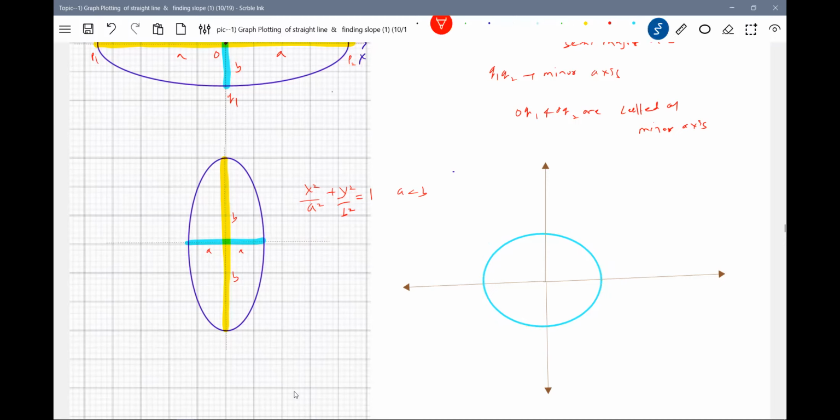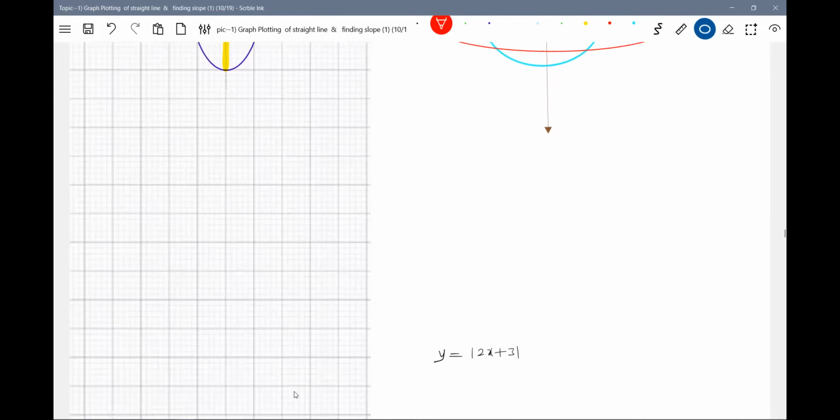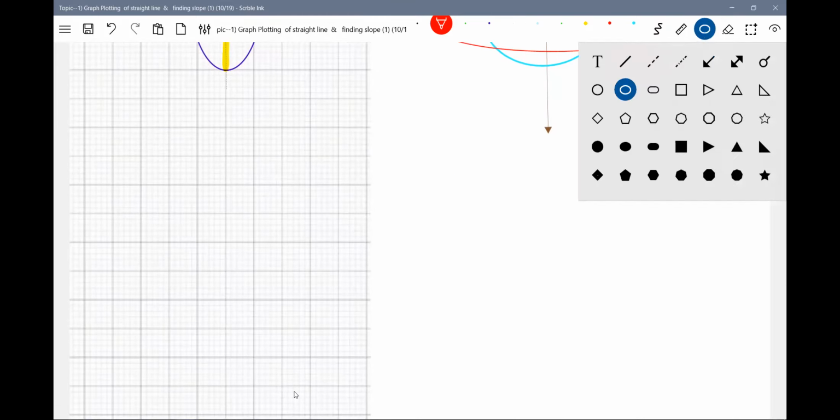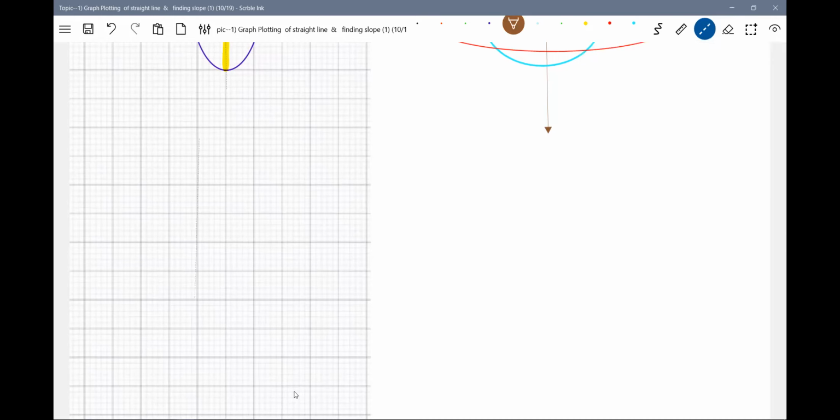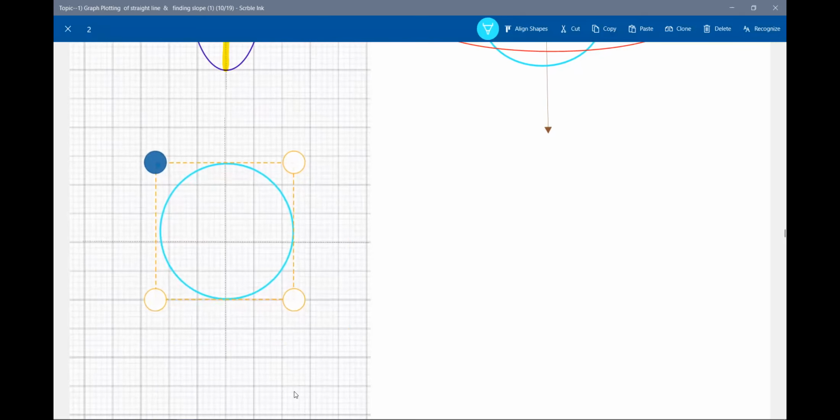So here, this ellipse, I'll bring the red color. Able to make it out? If A equal to B, it will become a circle. So what is the equation of a circle? That we'll see here. Just draw one circle here. Everyone knows a circle. I think the moment I say circle, you'll feel happy.